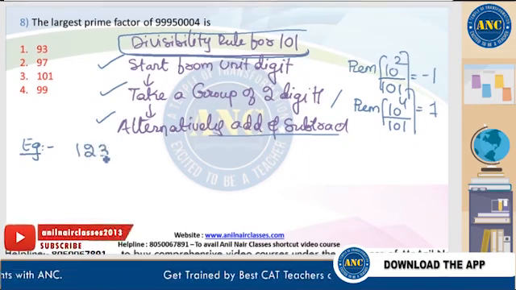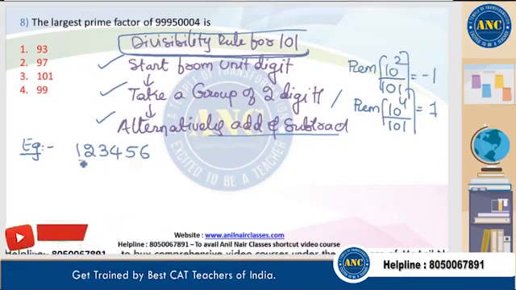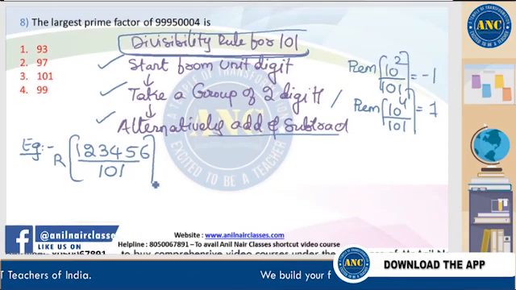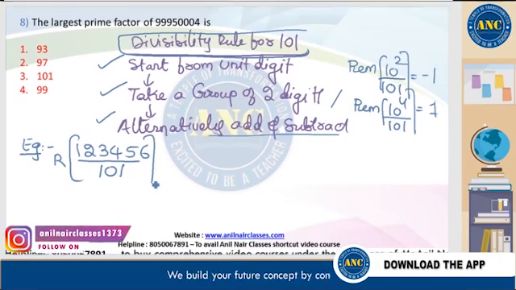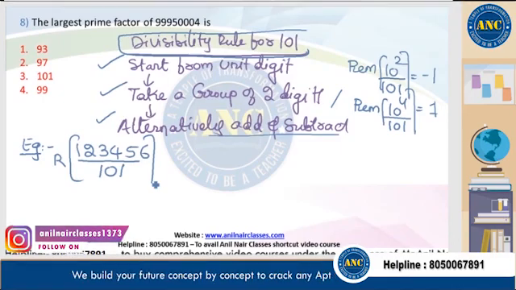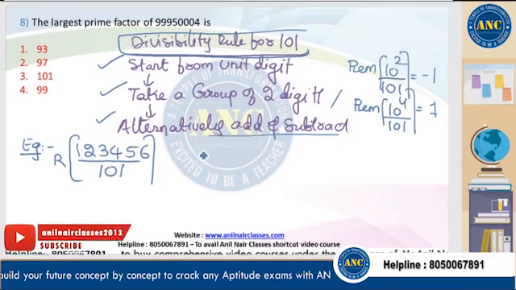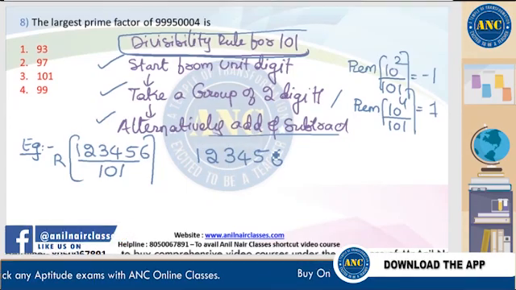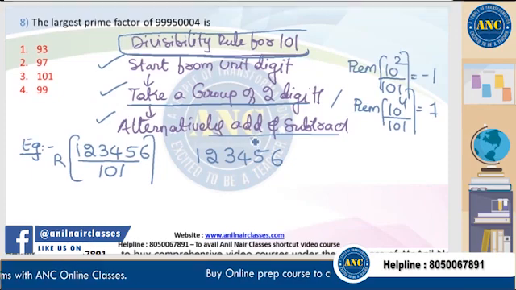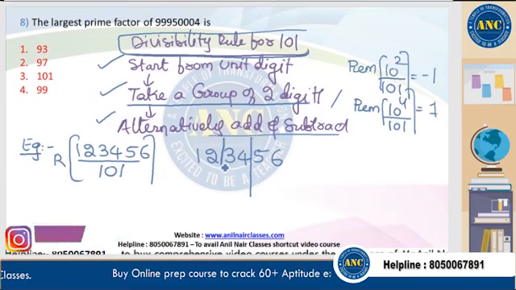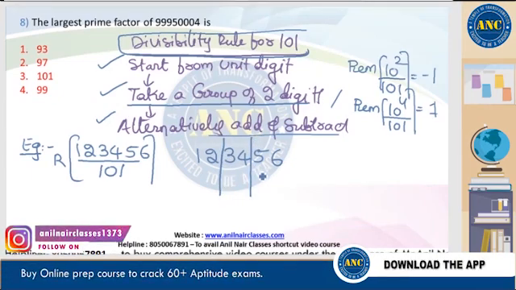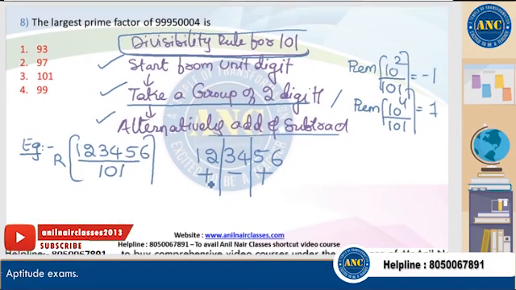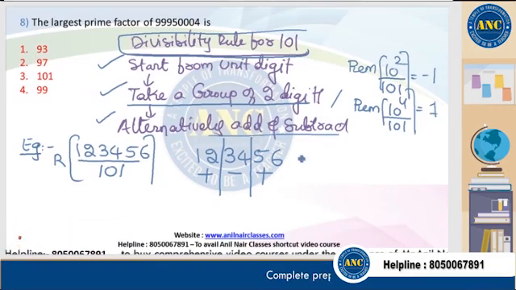Example: 123456 divided by 101. What is the remainder? What is the concept here? First take the number 123456 and take a group of 2 digits. Alternately add and subtract: first plus, then minus, then plus. Why plus, minus, plus?